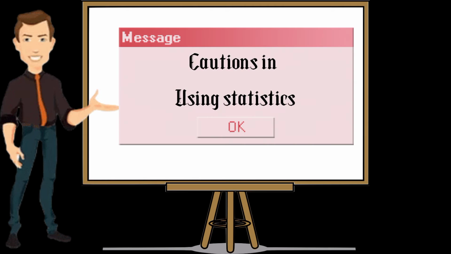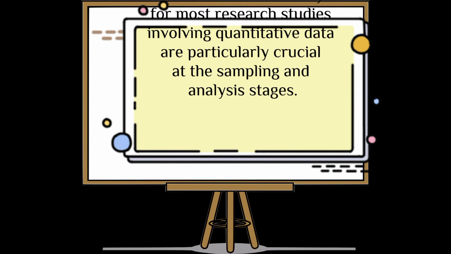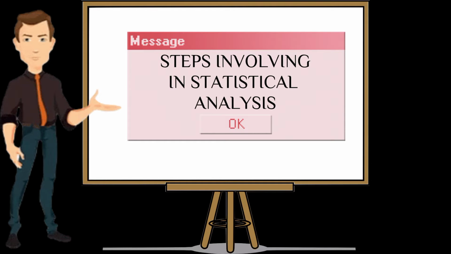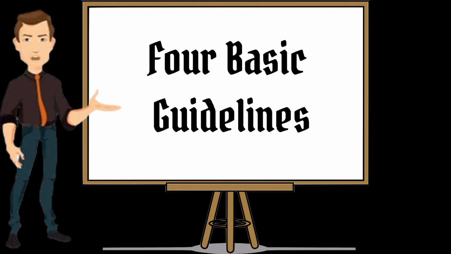Cautions in using statistics. In addition to keeping in mind that the statistical analysis cannot do the interpretation, the researcher should be aware of other concerns in using statistics. Steps involved in statistical analysis. The establishment of categories. Four basic rules or guidelines should be followed.